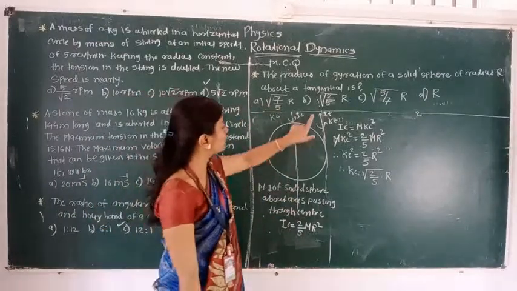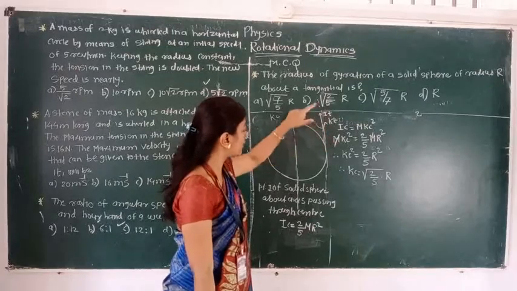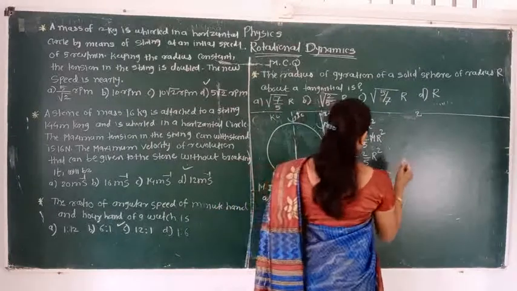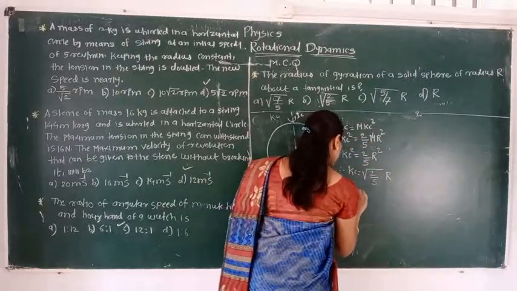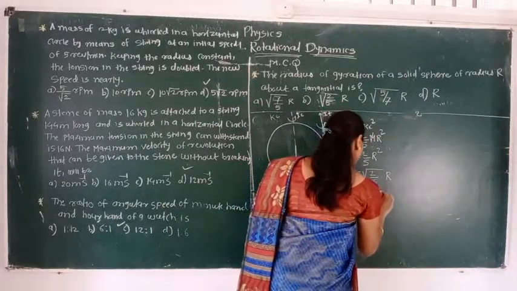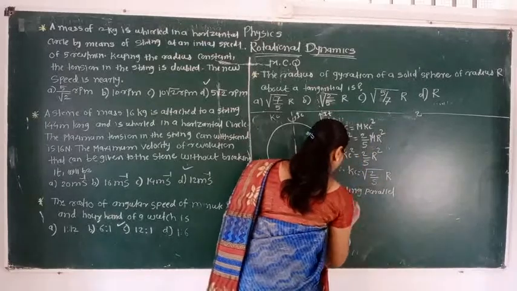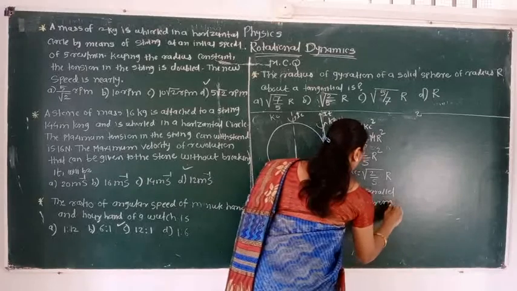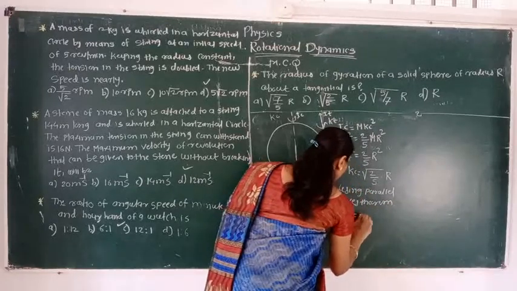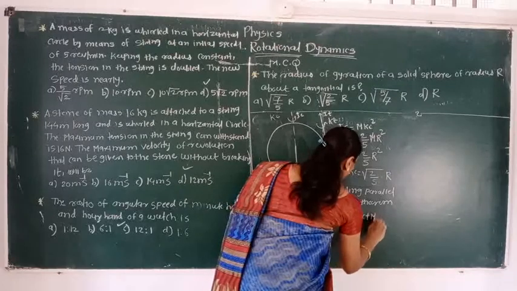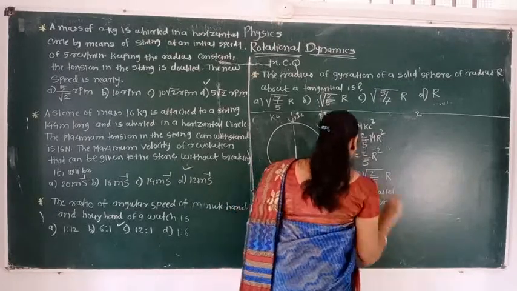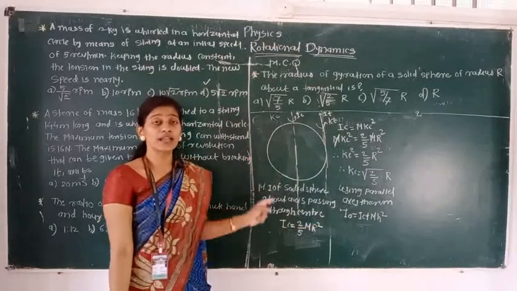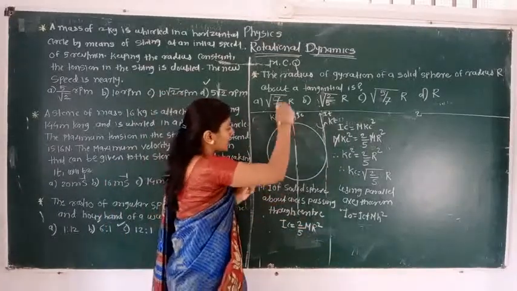Now here we have to find out the radius of gyration about an axis passing through the tangent. So here we are using the parallel axis theorem. We know the parallel axis theorem: I0 is equal to IC plus m h square. Here I want to remind you, this is the moment of inertia of a body about any axis, the axis passing through any point.